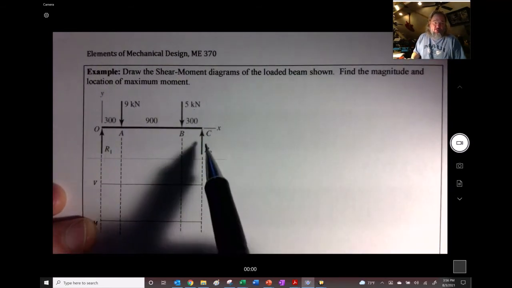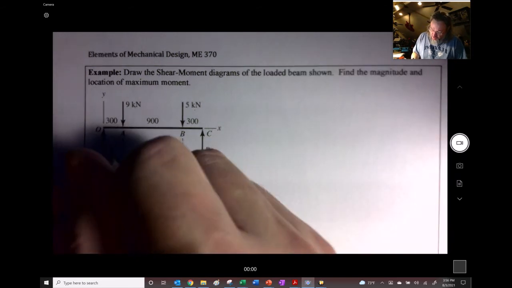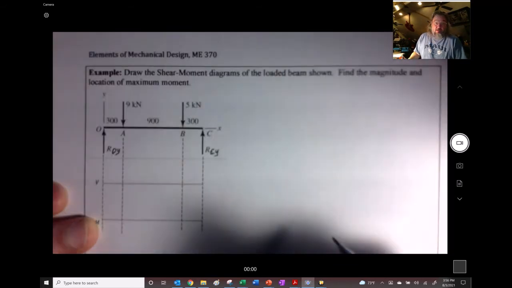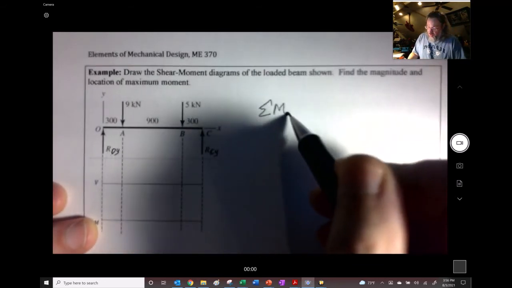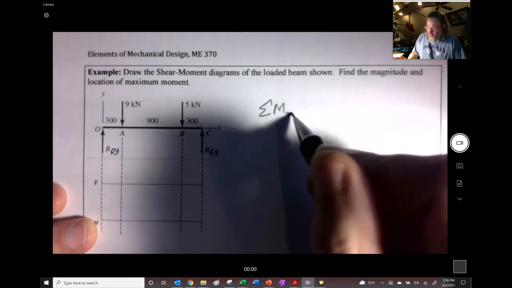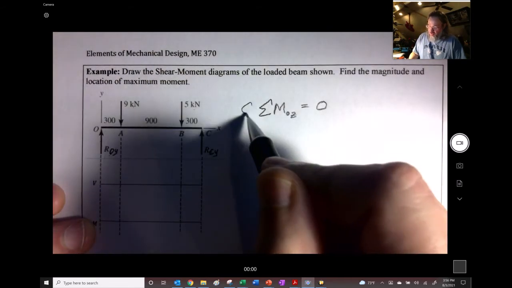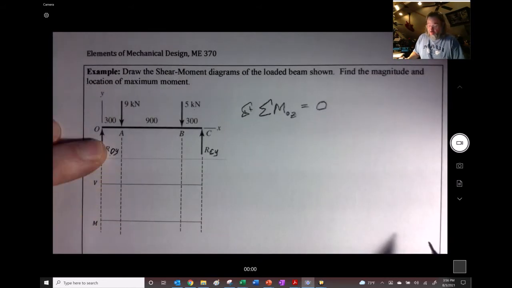We could have done it actually. We could find this one first if we wanted to. I'm going to change these names to ROY and RCY right there. I kind of like doing that. So I'll find the sum of the moments about O, and if I'm going to be exact, I'd say it's OZ, right? Because it's about the Z axis that we're taking it about at O.